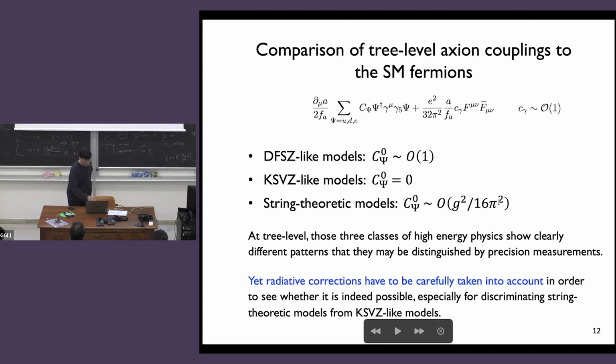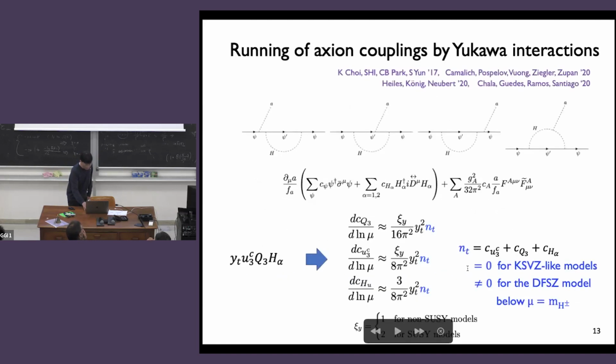So at tree level, those three classes of high energy physics show clearly different patterns, so that they may be distinguished by precision measurements. However, because it involves this one loop factor, the relative corrections have to be carefully examined, whether such patterns remain at low energies after renormalization of axion couplings. So we studied this running of axion couplings.